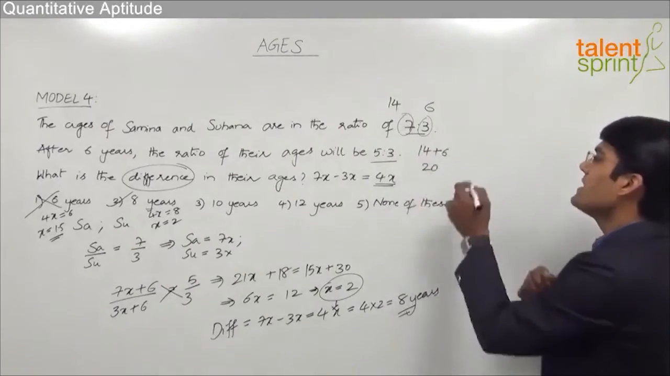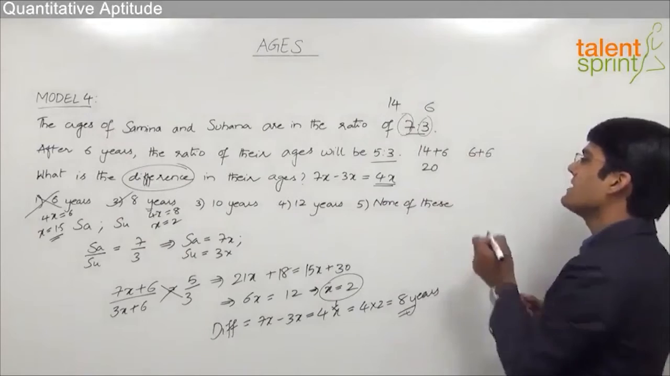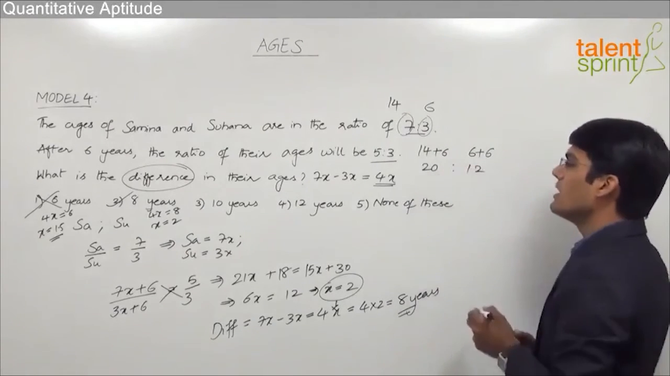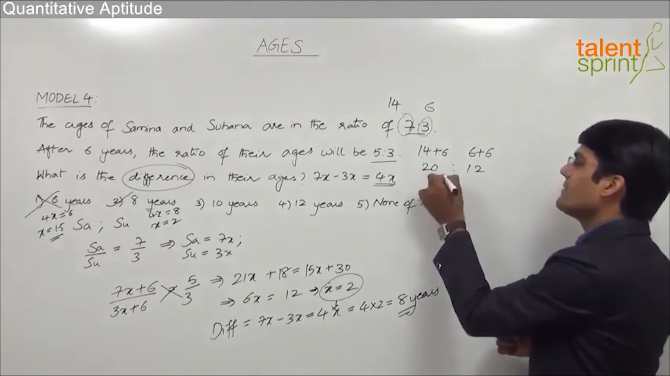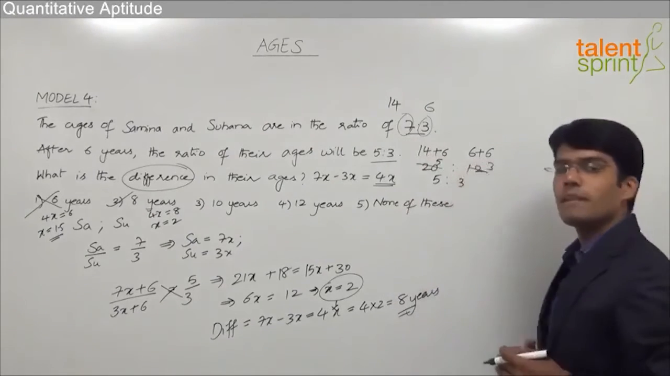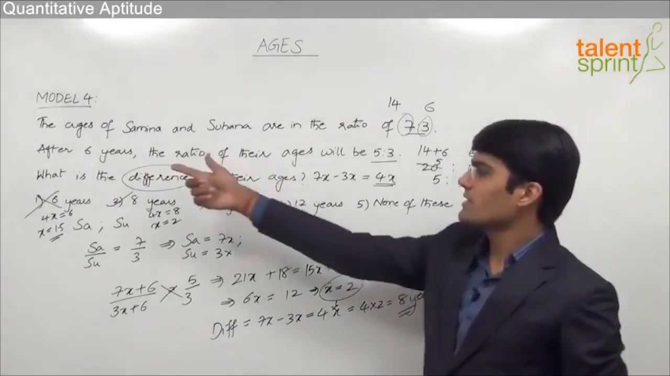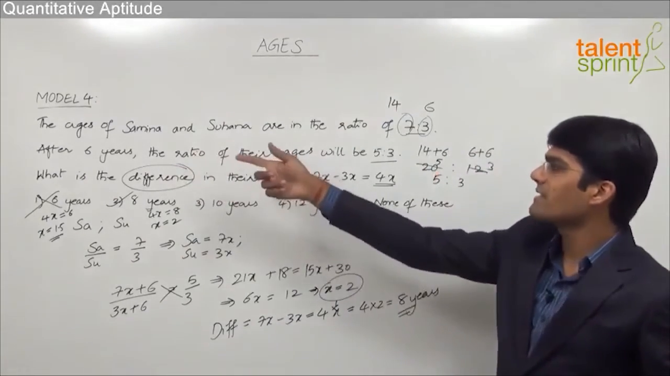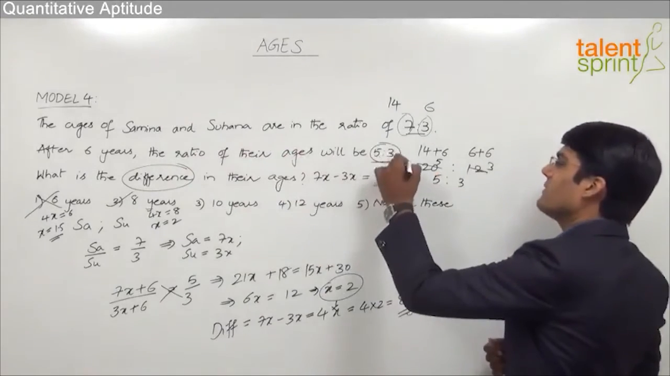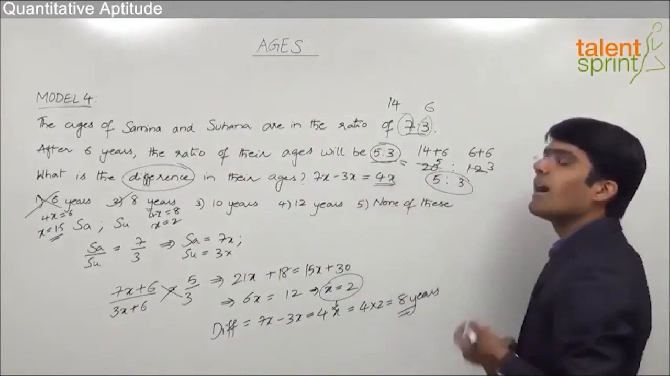And Suhana's age is 6. So after 6 years it will be 6 plus 6, that is nothing but 12. And if we take the ratio 20:12, it is nothing but 5:3, since this is 4 into 5 and 4 into 3. And even in the given question, the ratio of their ages after 6 years is given as 5:3. So very clearly the given ratio and the obtained ratio are equal.